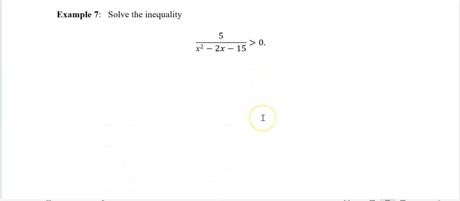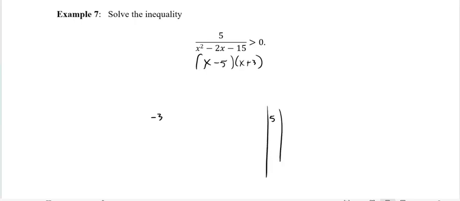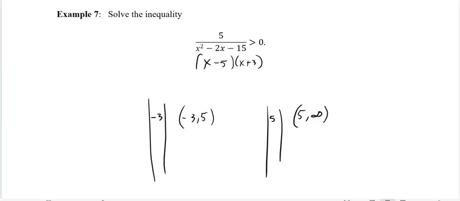All right, one more. Find the critical numbers here. So I do that by, we're used to this by now, factoring x minus 5, x plus 3. Critical numbers. We can also graph this. I think the critical number approach is easier on this one. There's one vertical asymptote. Here's another. What happens between negative 3 and 5? What happens from 5 to infinity? What happens from negative infinity to negative 3?